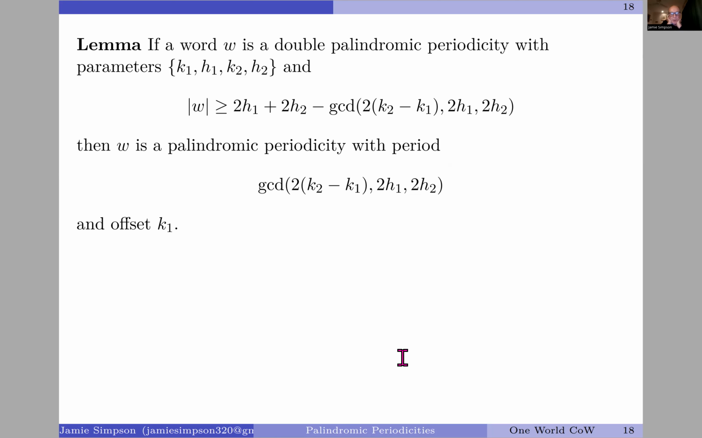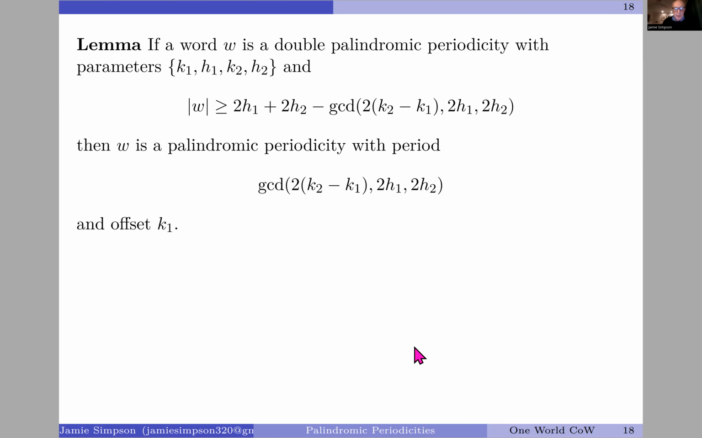The periodicity is also looking very like it. For Fine and Wolf, the period would be the greatest common divisor of 2h1 and 2h2. But we've got this extra factor of 2 times (k2 minus k1) in it. And the length is very similar to the Fine and Wolf case, with 2h1 plus 2h2 minus the greatest common divisor. And it's a periodicity, and it has offset k1.